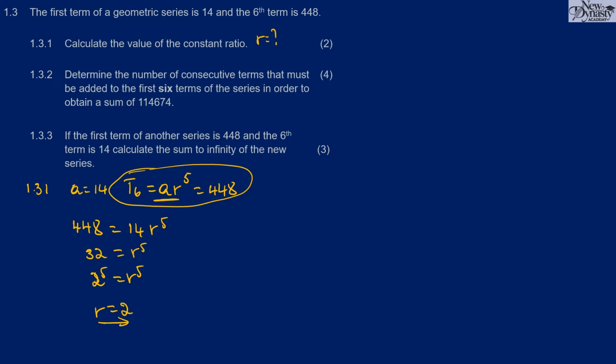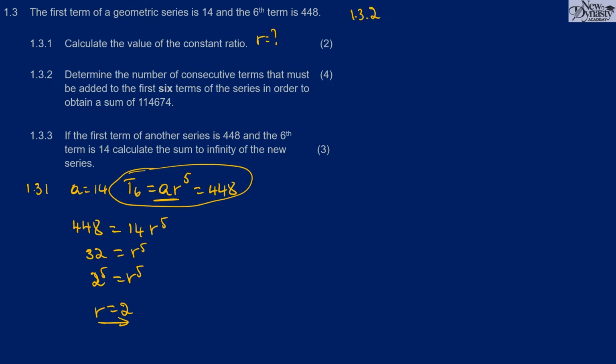Question 1.3.2. It says determine the number of consecutive terms that must be added to the first 6 terms of the series in order to obtain the sum of 114,676. Now grade 12s, questions like this, you need to read and make sure that you understand what the examiner is exactly asking you to do. Don't read it once and say you understand. I know most learners make a lot of mistakes. But anyway, let us look at what the examiner is requiring us to do here by reading this question again.